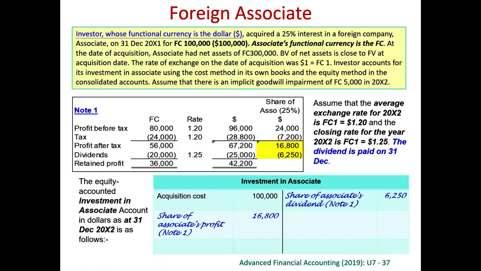Because we have already shared the profit, the dividend should not be regarded as an additional source of profit. We should eliminate it, so we debit away this dividend income. Therefore, we debit dividend income 6,250 and we credit investment in associate. This is what we have learned before: we share the profit, we share the dividend, and we eliminate.